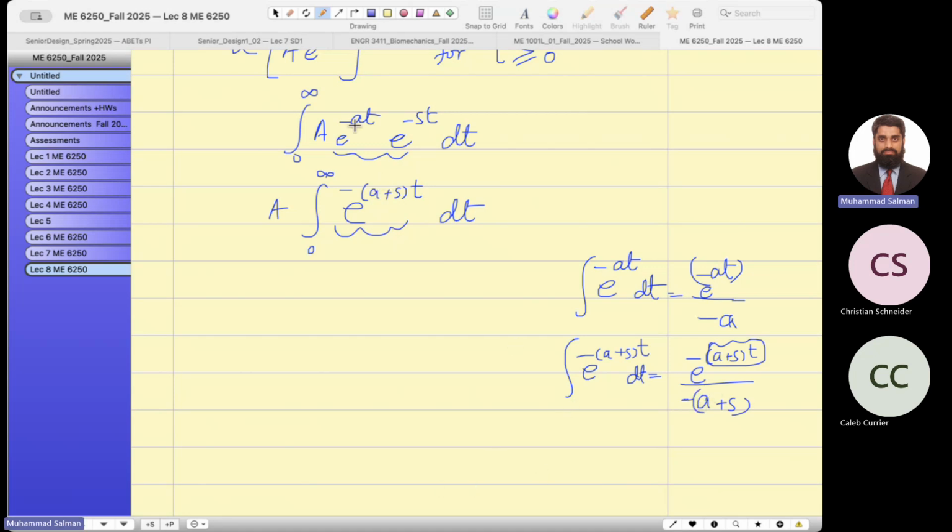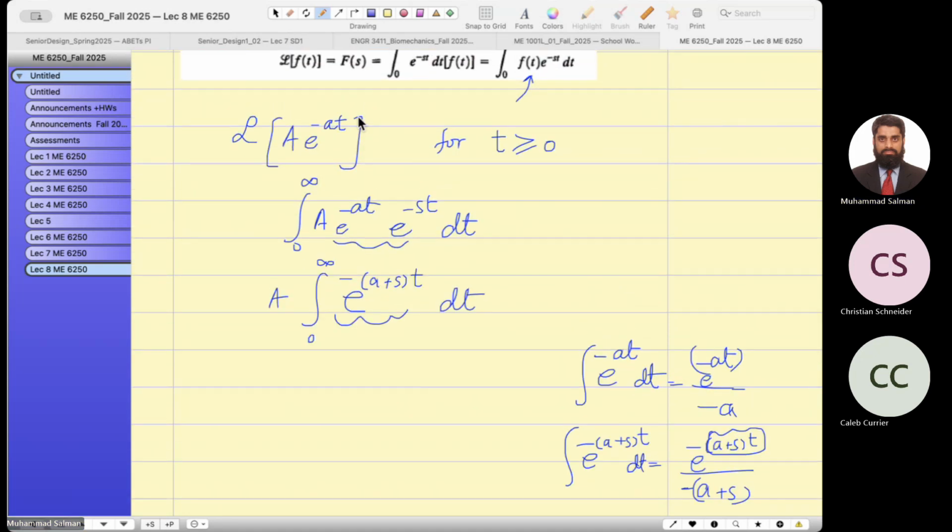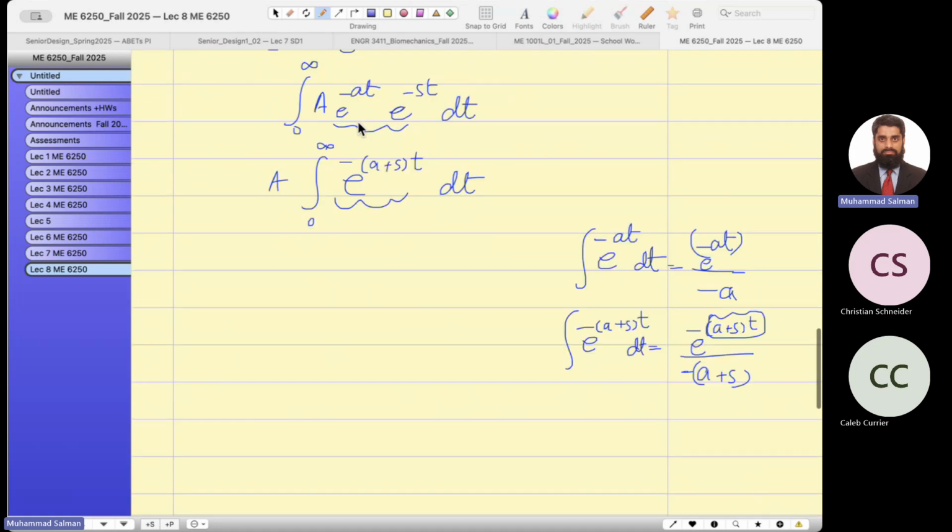I'm sorry, this is alpha, not a. Is it alpha? Let me double check. It's alpha. It doesn't matter, both are symbolic, but anyways, so right now, can I write down like this? A is outside the parentheses. This is a.